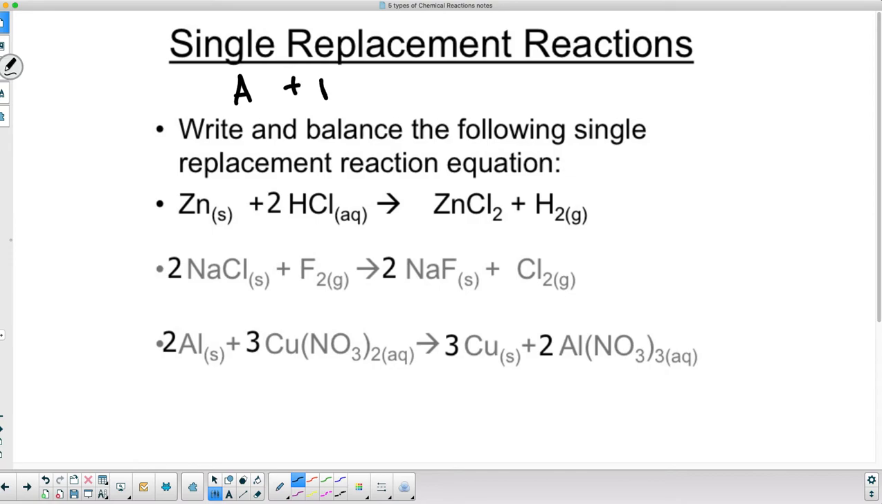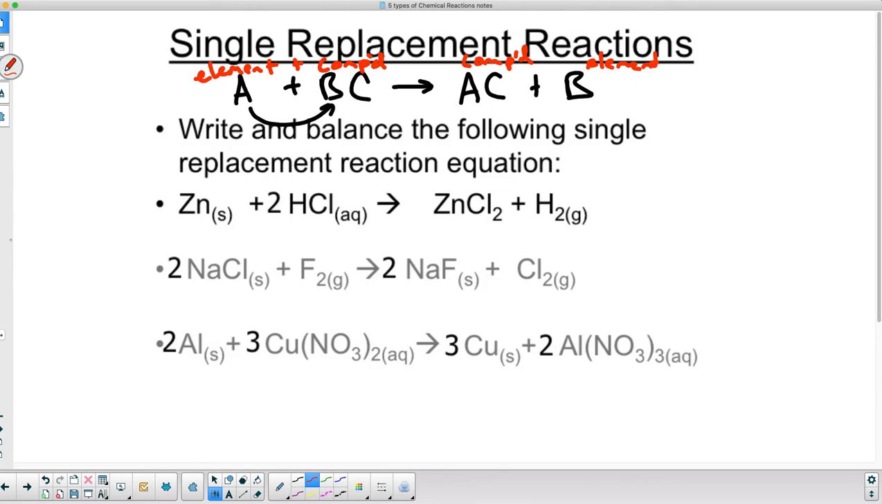Usually I write it down like this, and this makes a little bit more sense. A kicks out the B so that I get AC plus B. What this means is that A is an element plus a compound, that is what you're looking for. Element plus a compound. And then what you get on the other side is a compound and an element, like that. So element plus a compound.